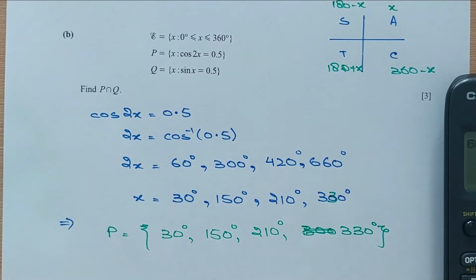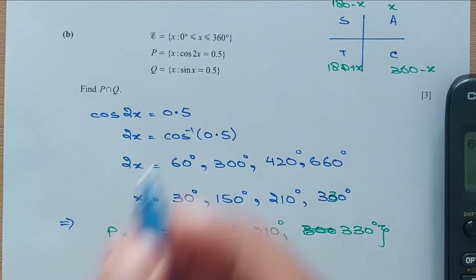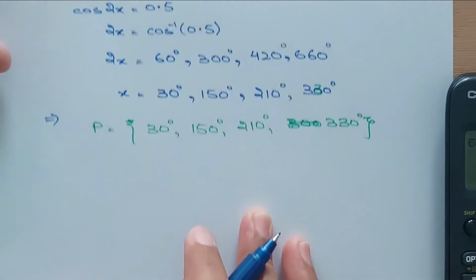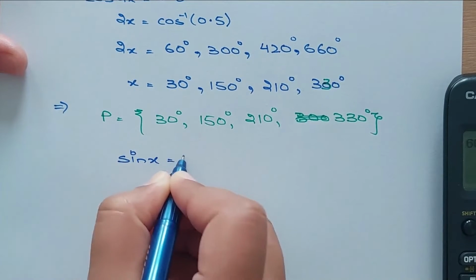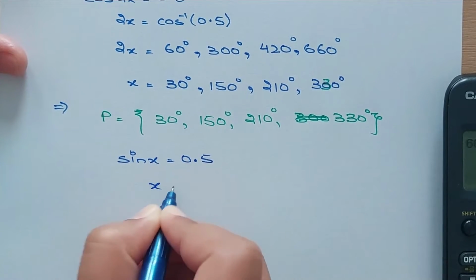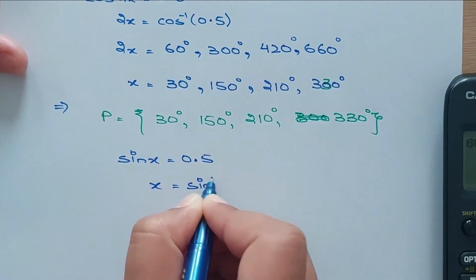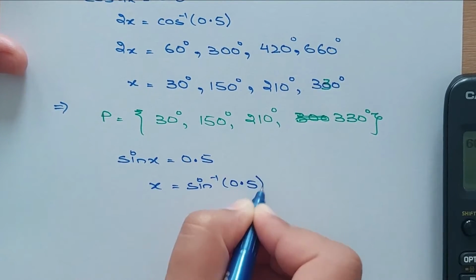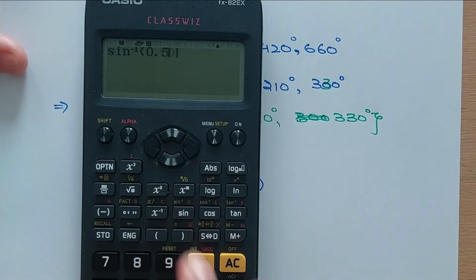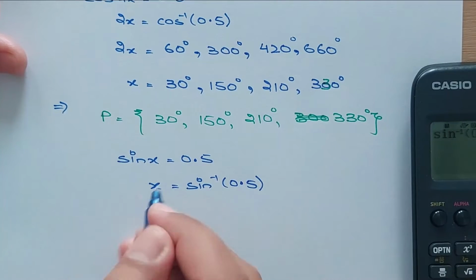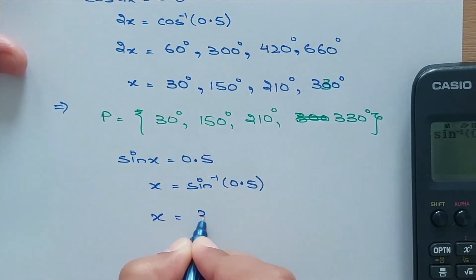Right? Now let me do the set Q. So for set Q, we have sine x equals 0.5. So let me simplify. Sine x equals 0.5. So the x value is sine inverse of 0.5. Let me check. Sine inverse of 0.5 is 30 degrees. So x is equal to 30 degrees.